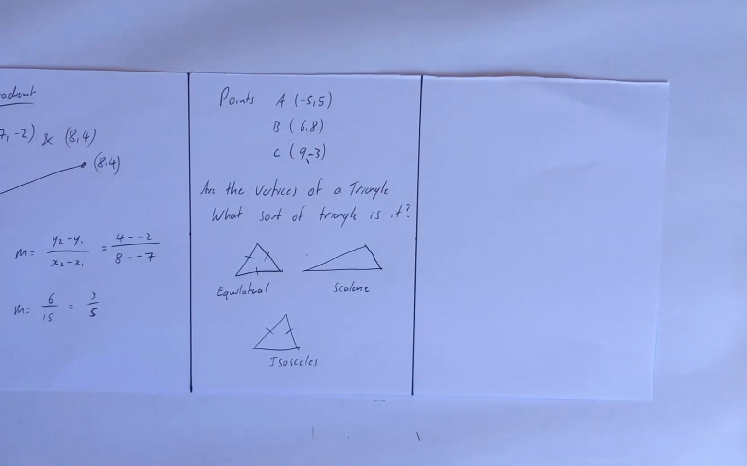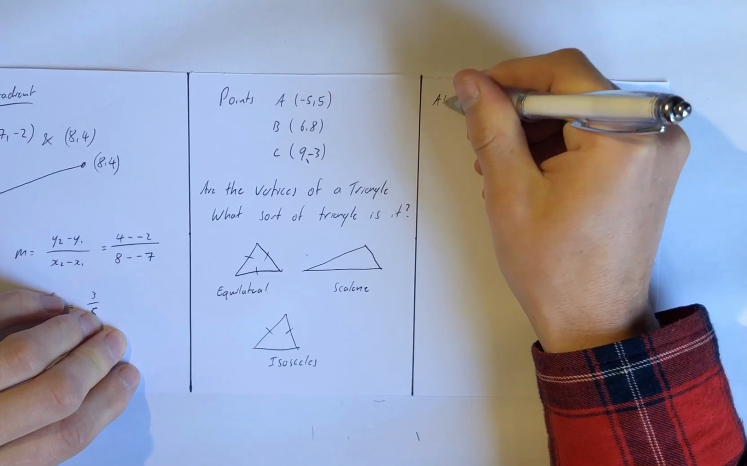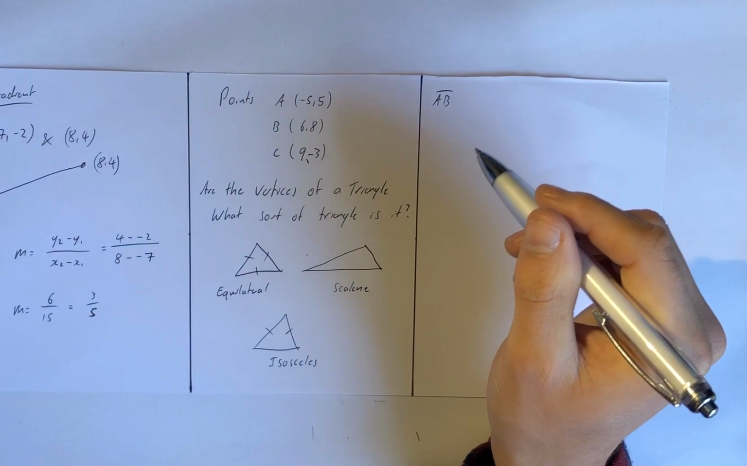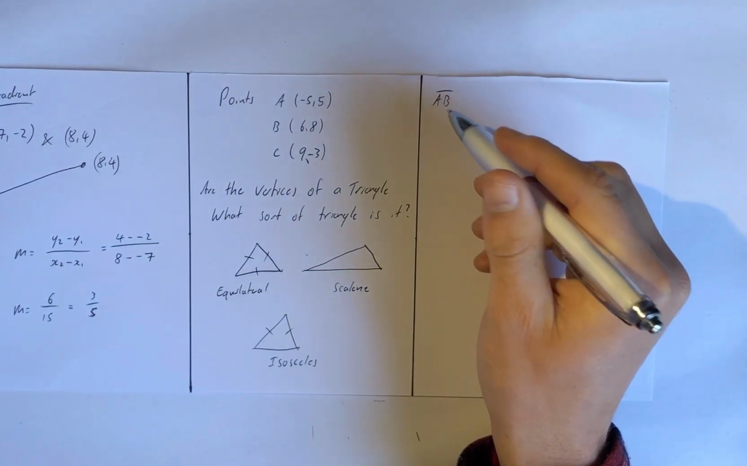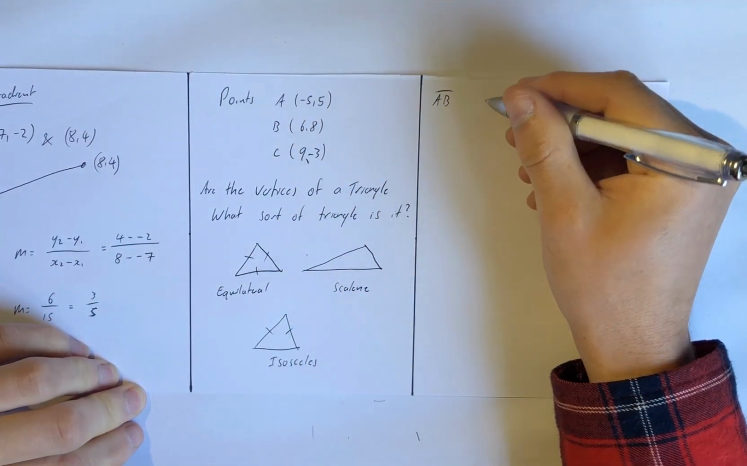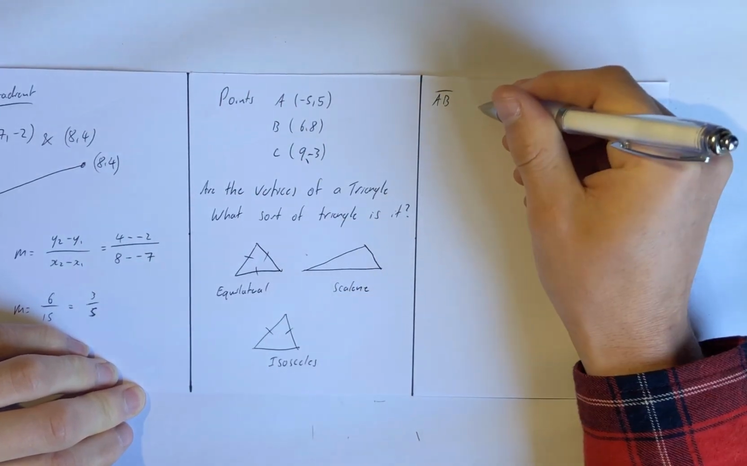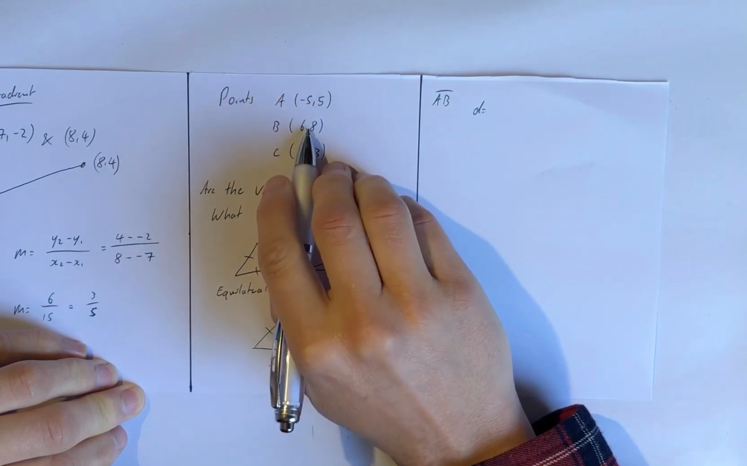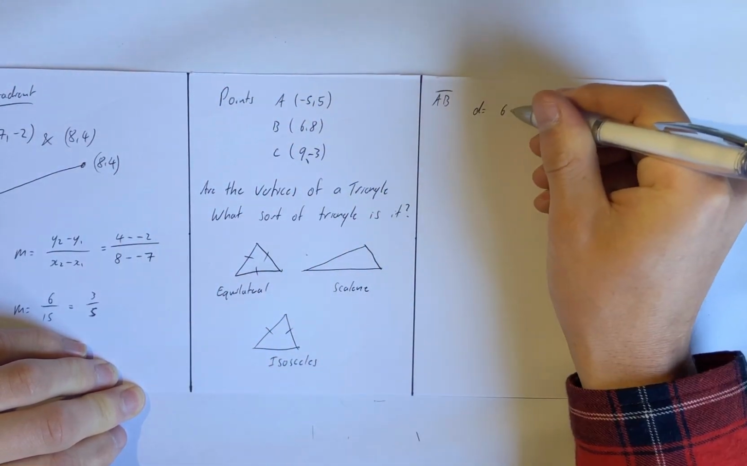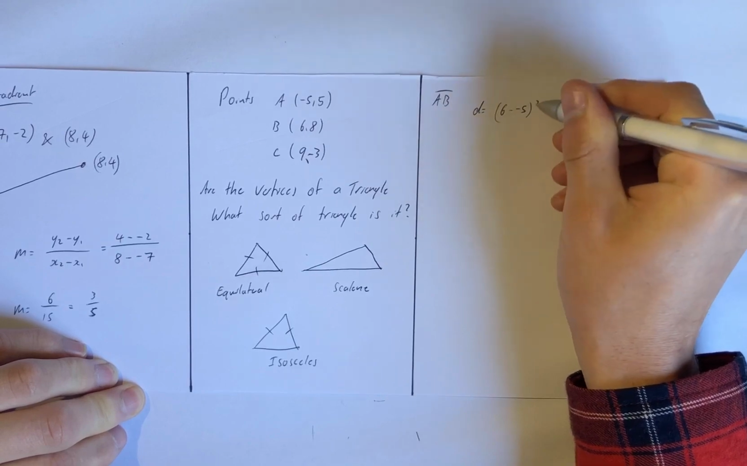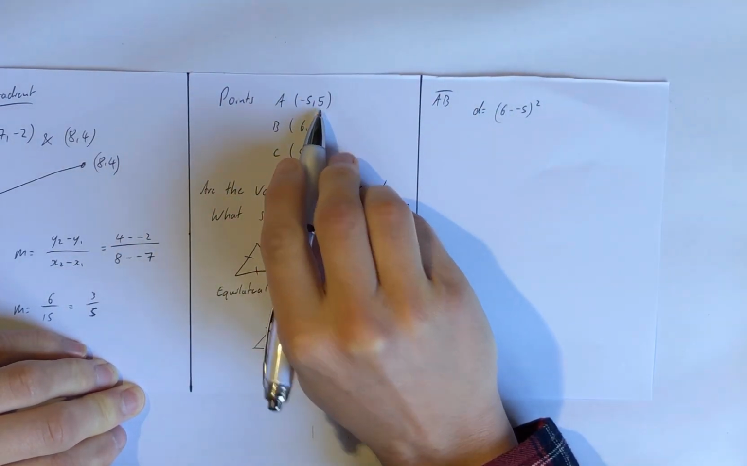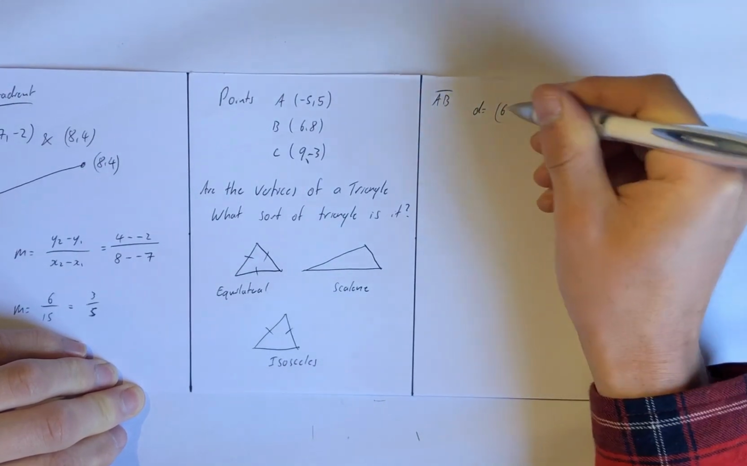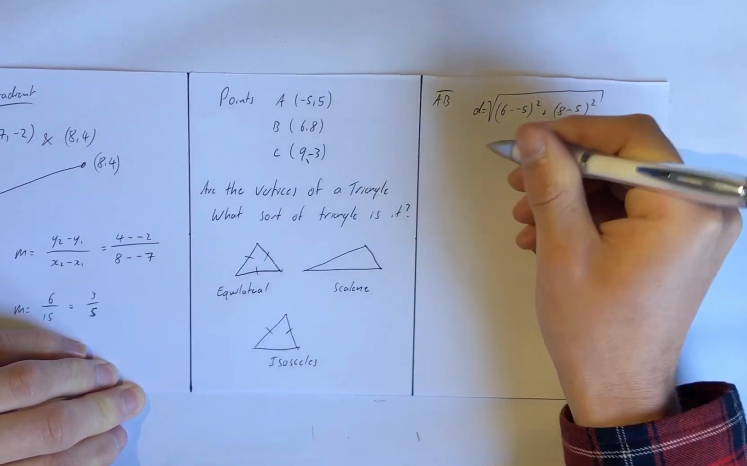Okay, so I need to find the length AB. So I put a line above it. Some people put a line below. So that means I'm calculating the length of AB. So that distance is going to be x2 minus x1, so 6 minus 5 squared, plus y2 minus y1, 8 minus 5, all squared. That's added together because of the Pythagoras formula, and then square rooted.